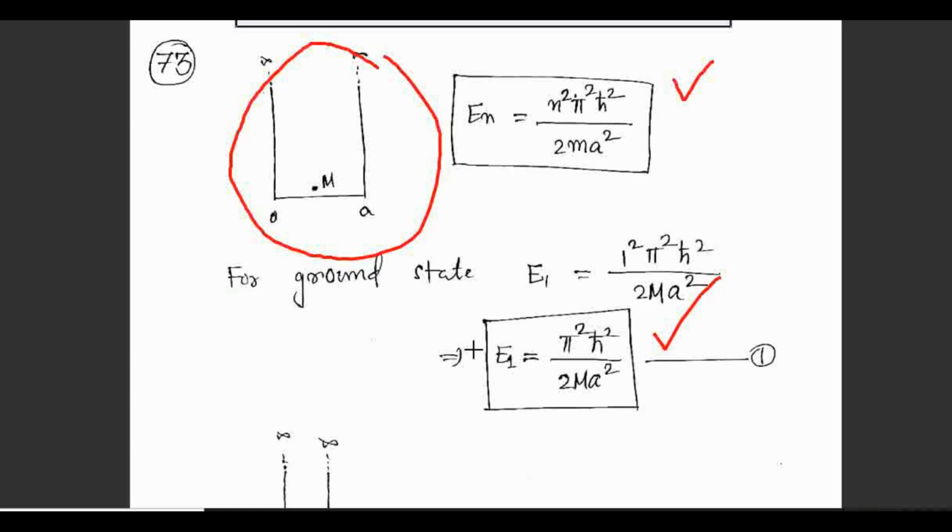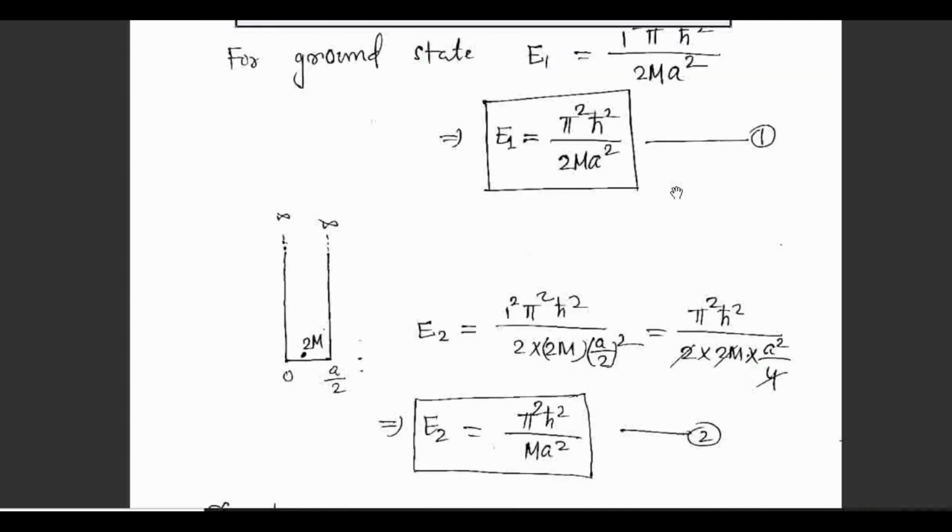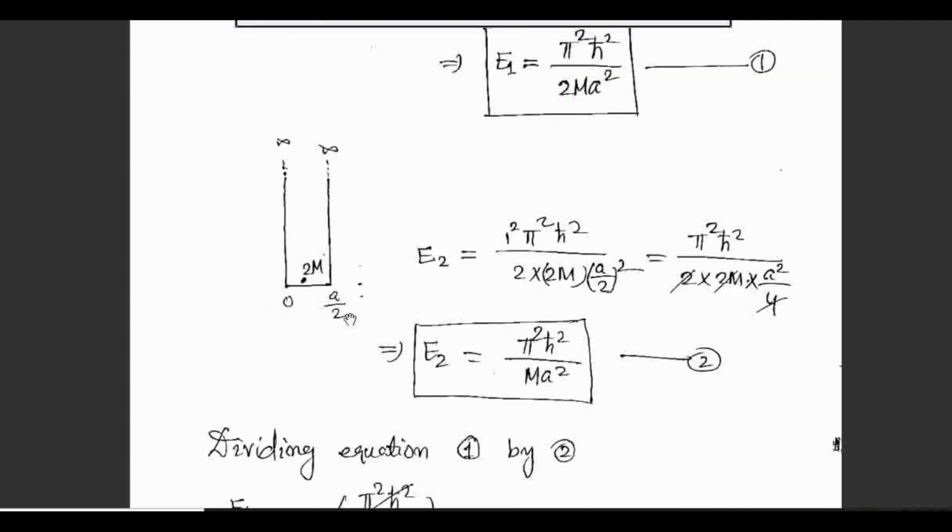This is E1. Now the second case is 0 to a by 2, because in this case the dimension of the potential well has been reduced to a by 2, from 0 to a by 2. And the mass has been doubled, to 2 capital M.